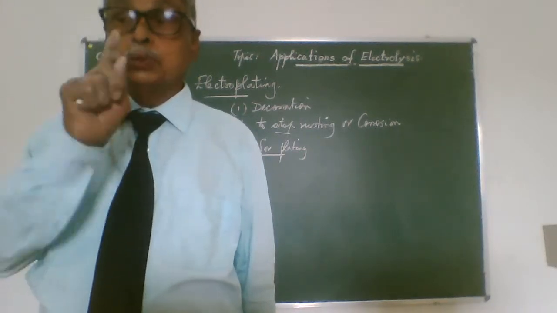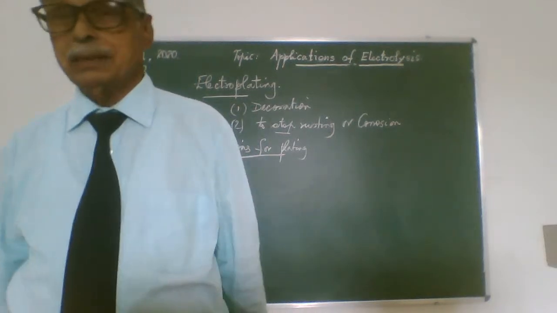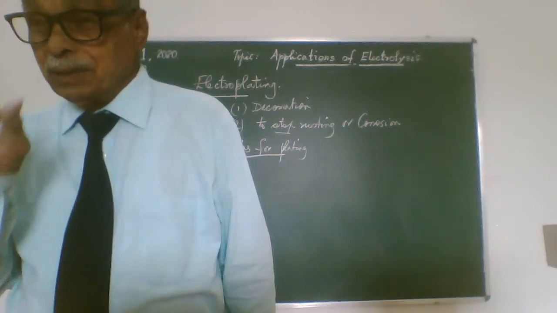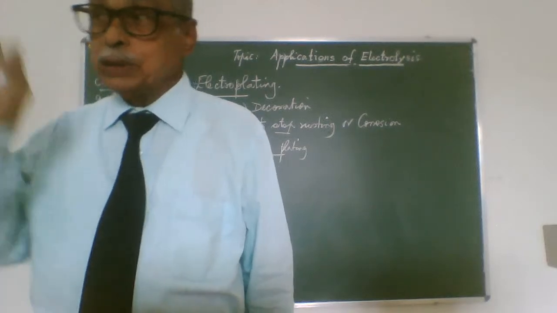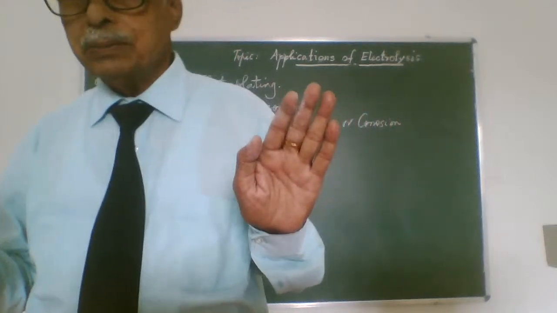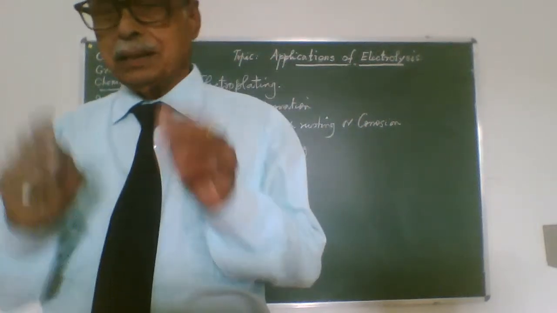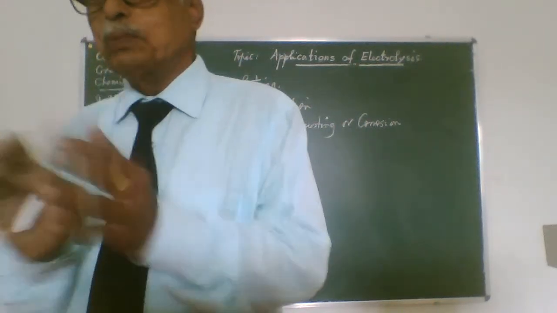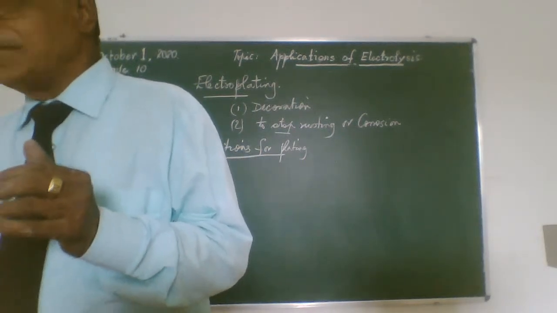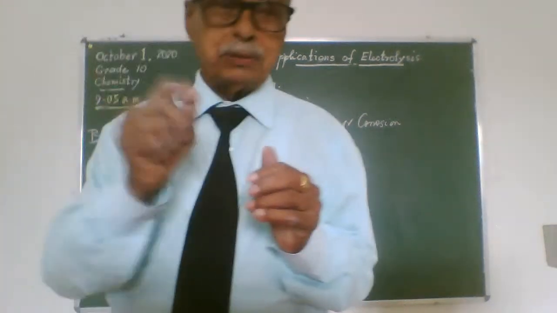That article should be used as a particular electrode in electrolysis. The article to be plated should be used as a particular electrode. There are two electrodes in electrolysis. What are the two electrodes? Anode and cathode. The article to be plated should be anode or cathode. A spoon is to be plated. Spoon should be cathode or anode? Cathode. Spoon should be cathode.